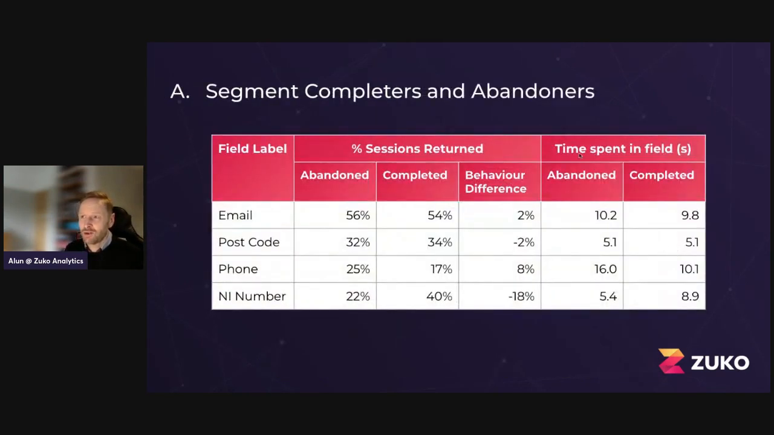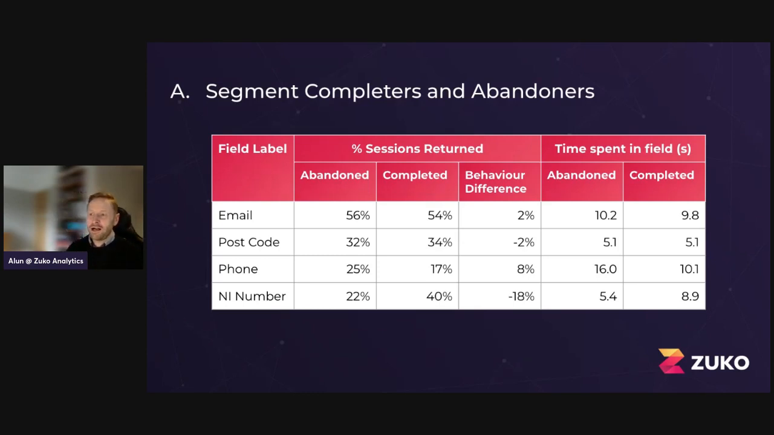The first thing I'd like to talk about, what you should always do on a form, is segment behavior by the cohort of people who complete your form and the cohort of people who abandon the form. If you find a behavior difference between those two, often that'll show you where your problems are. And you can do this with various metrics. I typically use sessions returned, like we talked about, but you can use time spent as well, because you might see what's going on there.